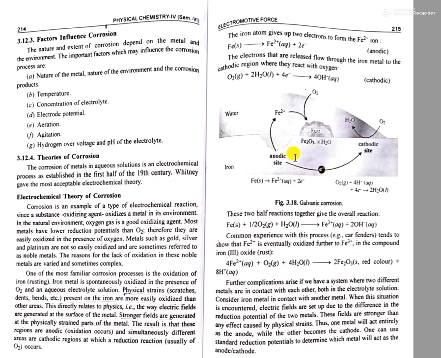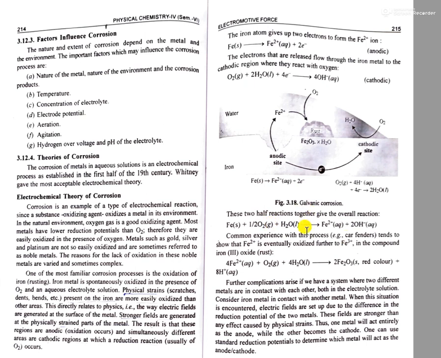So these two half reactions are possible like this, and together they give an overall reaction like this, that is, Fe solid plus half O2 gaseous plus H2O, giving Fe2+ aqueous plus 2 OH minus aqueous.